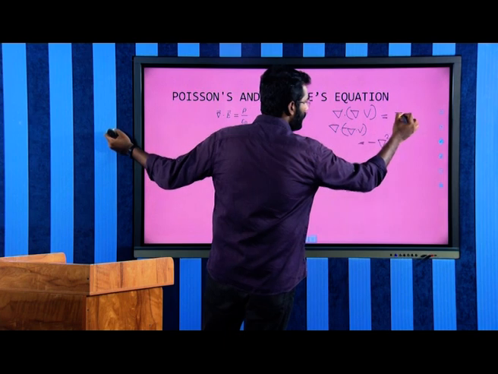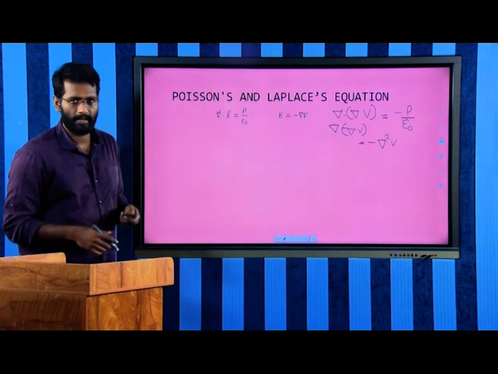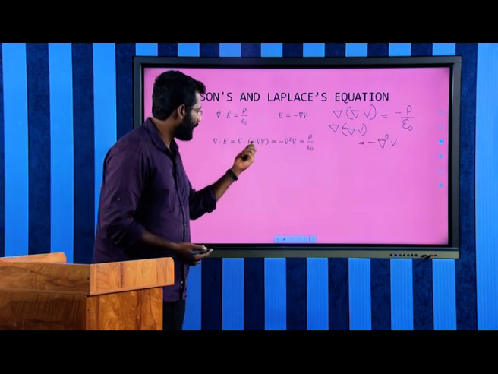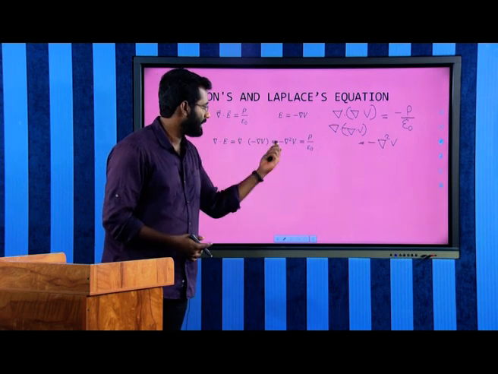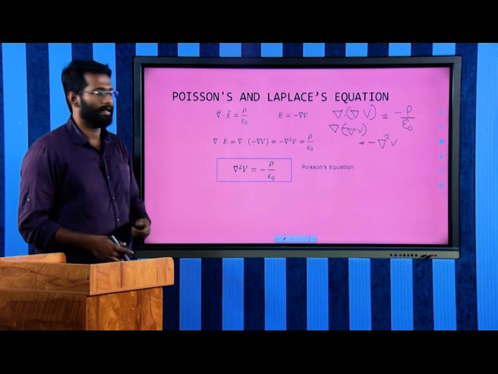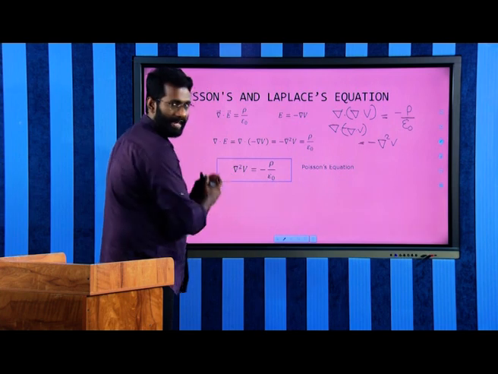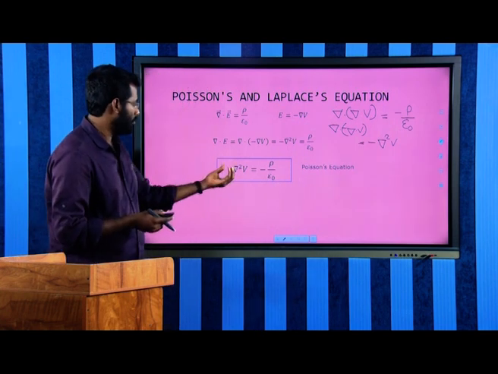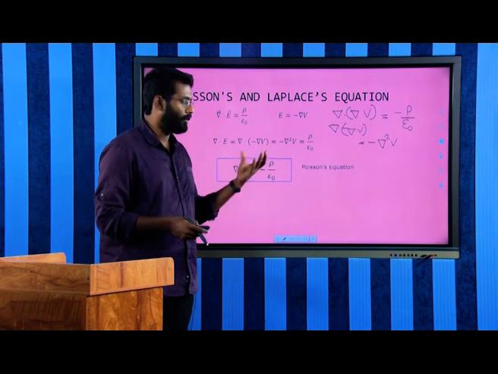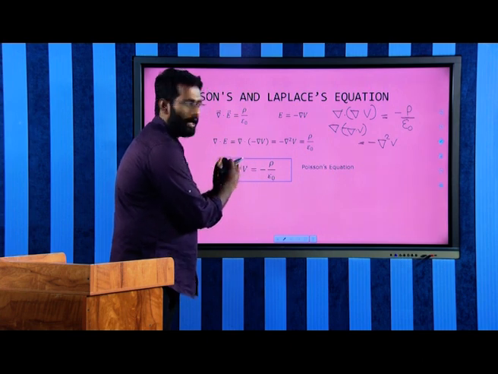So the minus sign can be taken to the other side, that is, del dot del V, or del square V, is equal to del dot of minus del V, which is minus del square V is equal to rho by epsilon 0, or simply del square V is equal to minus rho by epsilon 0. So we connected them: in the LHS we have the scalar potential, and in the RHS we have the charge distribution rho. Based on this, V and rho are now connected.